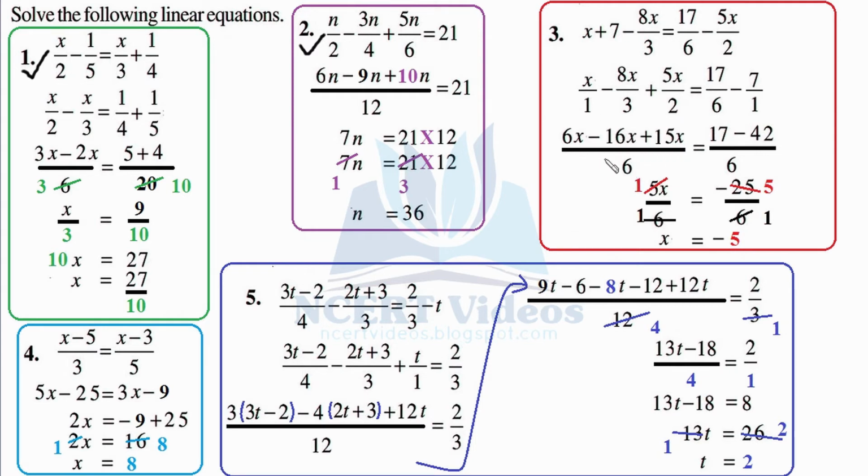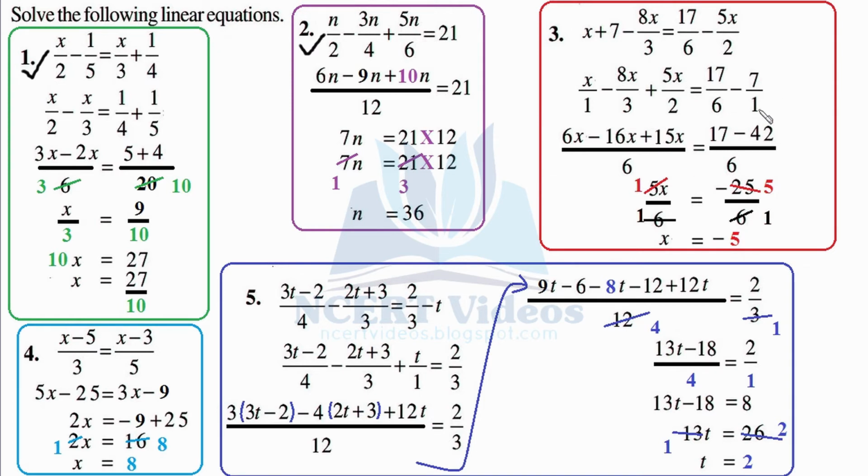So 1 6 is 6. 6 into x is 6x, minus as it is. 3 2s are 6, 8 2s are 16x, plus as it is. 2 3s are 6, 3 5s are 15x. So you see how fun the process is. The only thing is practice and a little bit of concentration, because you have to keep certain values in your mind while solving it. Equal to as it is.